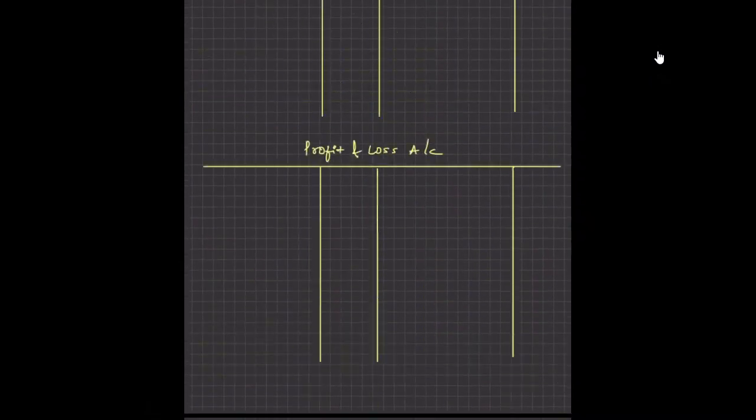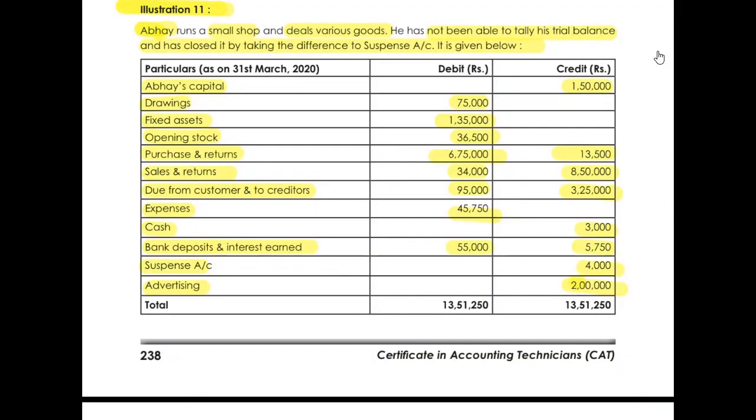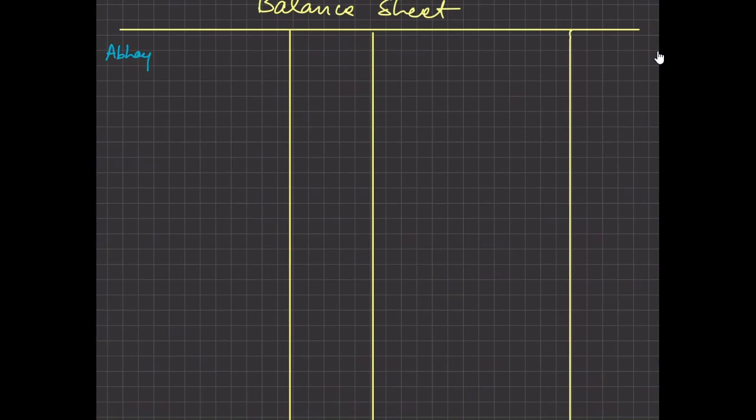Now for doing every question, you need to go step by step. What is the first step? Do all the entries in one go. In one go means what? This is the trial balance. So for all trial balance, you need to pass the single effect of all the entries. So let's start by doing that. First we have Abhay capital as 1,50,000. So in our balance sheet, it would be Abhay's capital as 1,50,000. I'm writing it into the inner column so that if there are any changes, they can be made over here.